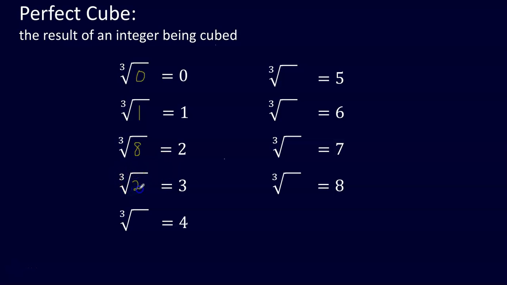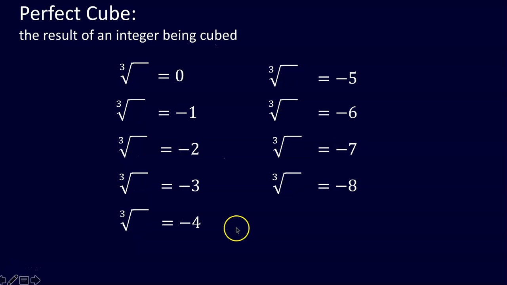The cube root of 27 equals 3. The cube root of 64 gives you 4. The cube root of 125 gives you 5. The cube root of 216 gives you 6. The cube root of 343 gives you 7. And the cube root of 512 gives you 8.